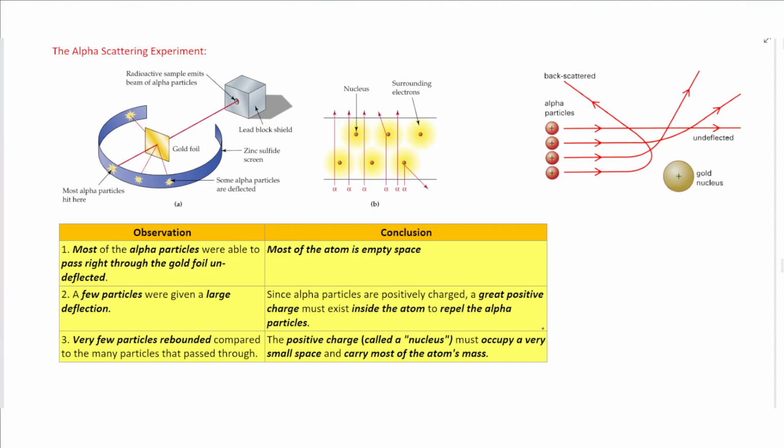But why did very few particles rebound? Because that heavy mass occupies a very small space, or it has a very small volume. We call it a tiny core. So we deduced from this experiment that most of the atom is empty, with a very tiny core that is positively charged and contains most of the mass of the atom. No mention of electrons or the type of particles inside that core, which is later, many years later, called the nucleus.